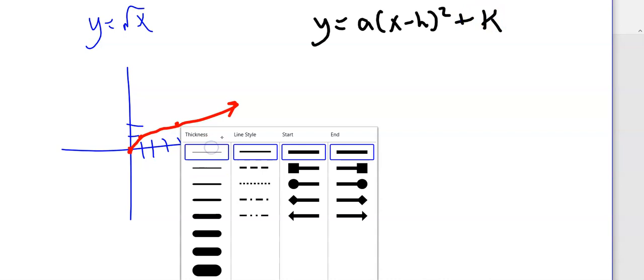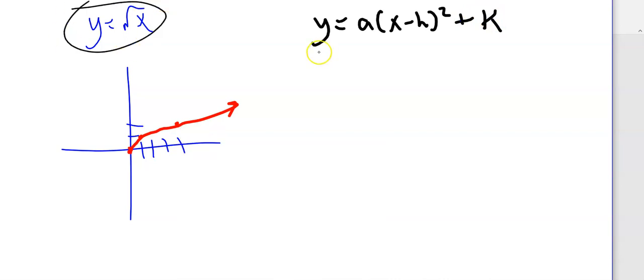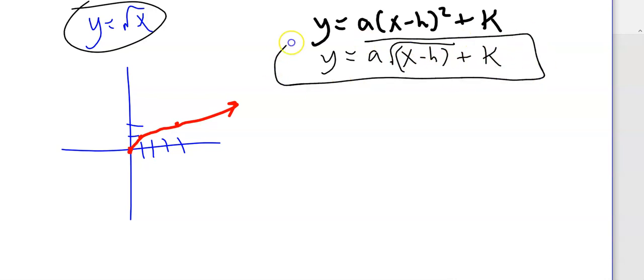Now, I think you're going to notice this function has a similar equation. I want you to write it down. y equals a, instead of parentheses (x minus h) squared, it's the square root of (x minus h), plus k. So this is the formula for square root. It doesn't have a square in there, it's just a square root. What's inside the square root symbol is the x minus h.